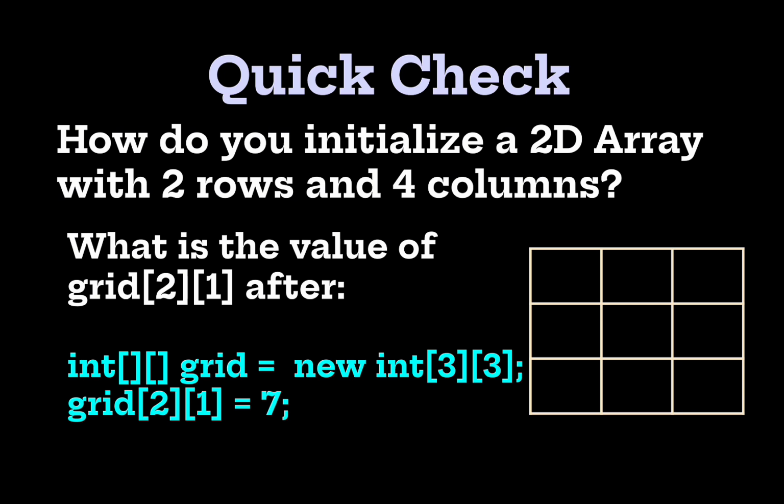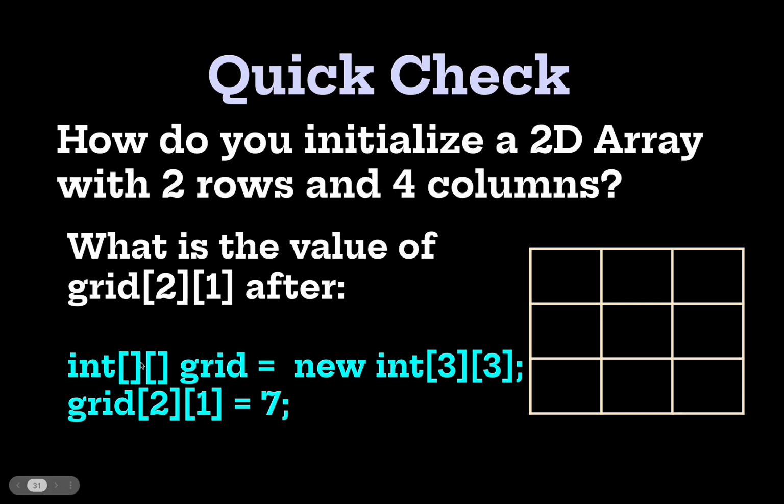The other question I want you to ask yourself at this point, and if you can't answer these questions, then you want to pause this video or go back to the beginning where we talked about how to initialize a 2D array and try to understand that and come back to this quick check. Make sure you're able to solve this problem. What is the value of grid 2, 1? After we do this, what would the value be? And I'll leave that to you. You should be able to figure out what happens when you do this.